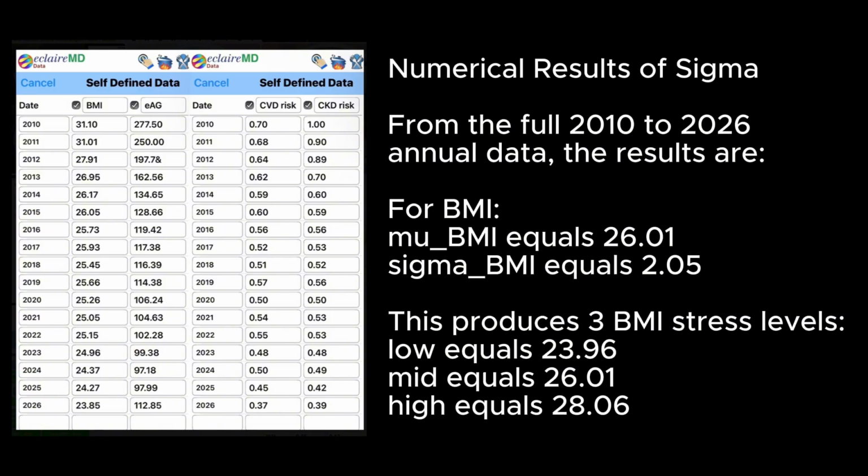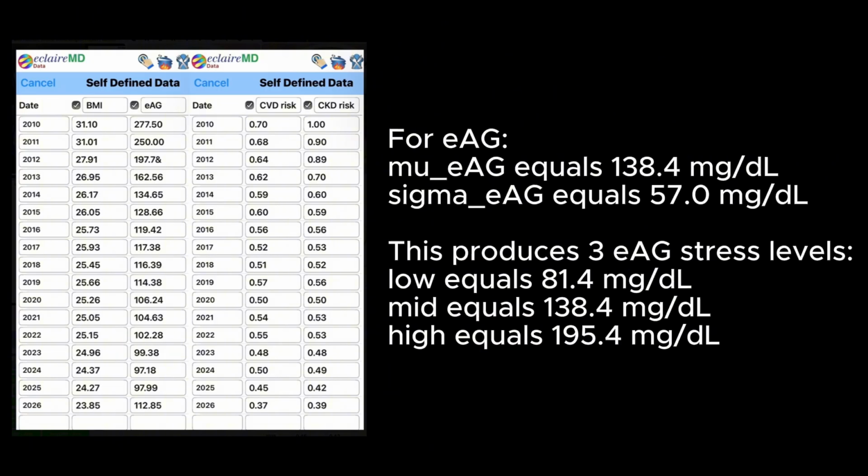Numerical results of sigma from the full 2010 to 2026 annual data. For BMI, mu_BMI equals 26.01 and sigma_BMI equals 2.05. This produces 3 BMI stress levels: low equals 23.96, mid equals 26.01, high equals 28.06. For EG, mu_EG equals 138.4 mg/dL, and sigma_EG equals 57.0 mg/dL. This produces 3 EG stress levels: low equals 81.4 mg/dL, mid equals 138.4 mg/dL, high equals 195.4 mg/dL.